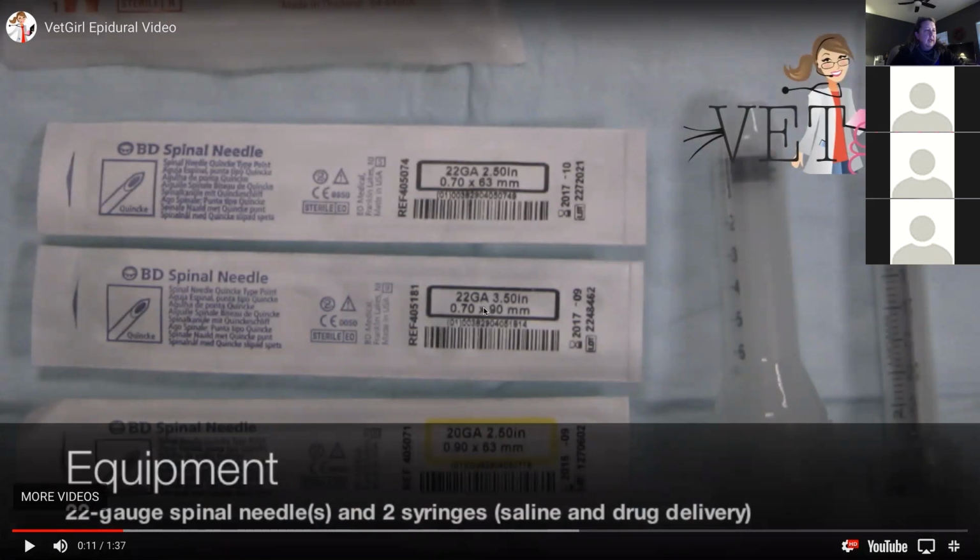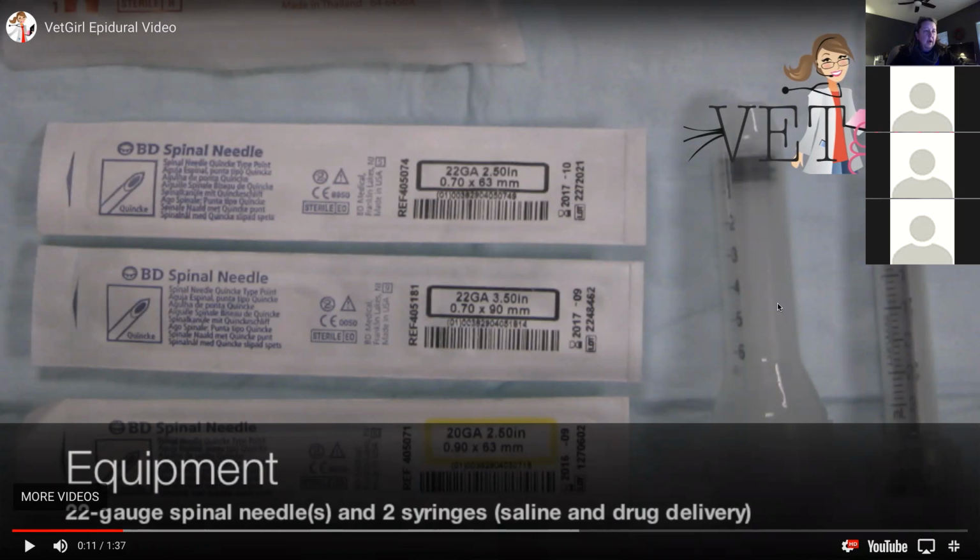And you do need a spinal needle. You can see this is a 2.5-inch needle. This is 3.5-inch, depending on how big your dog is. Because again, you're not going to be using a regular needle. You'll never get to the epidural space. So these are much longer needles.